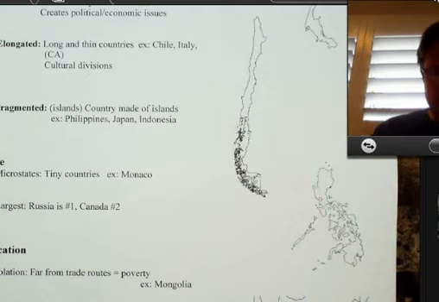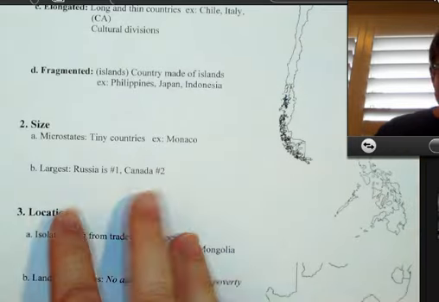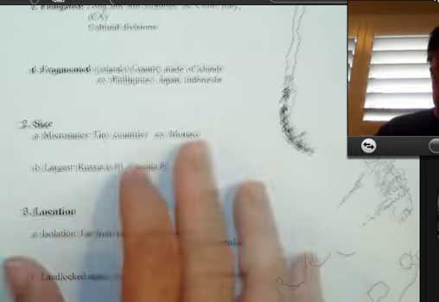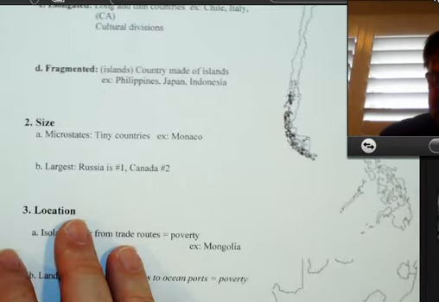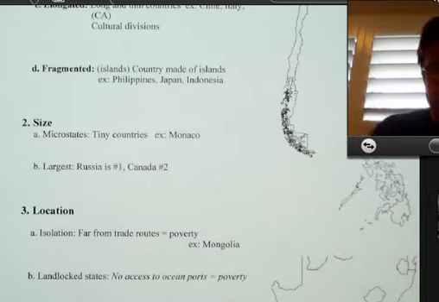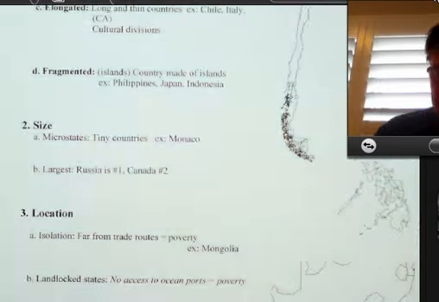Let's talk about size. Microstates are tiny countries, like Monaco, whose leader, I believe, tested positive for the coronavirus. The largest country is Russia. Number 2 is Canada. Extra credit for number 3. The third largest country in the world is the USA. Okay, monkey gets a point.